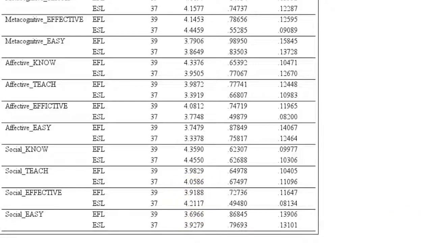Let me check for another odd one. Hold on. So let me say that again. For metacognitive effectiveness, the ESL group was borderline significantly higher than their EFL counterparts. Okay.